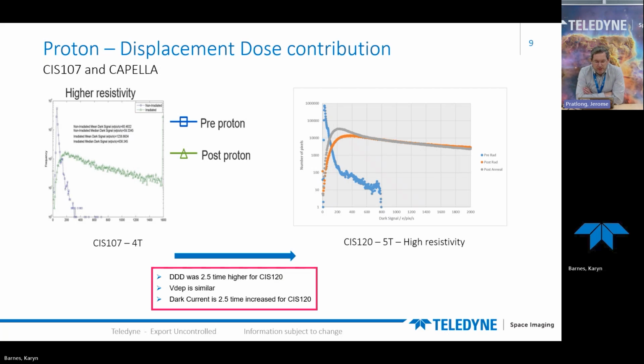In a similar approach, we looked at CIS-107 and CIS-120, also known as Capella, where the difference between the two is only the dose, 2 times higher for the CIS-120, with similar depth or volume of depletion. And we can see again that the dark current is 2.5 times higher for the CIS-120. Therefore, we have also seen this relation between dose and depletion volume on the dark current post-radiation.